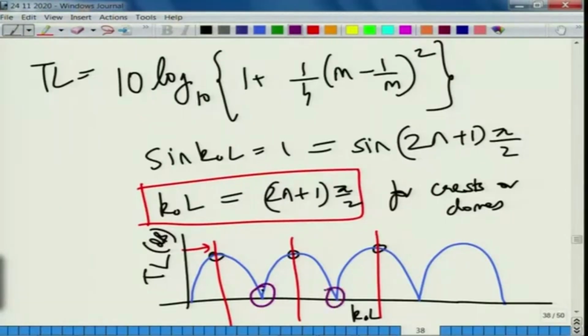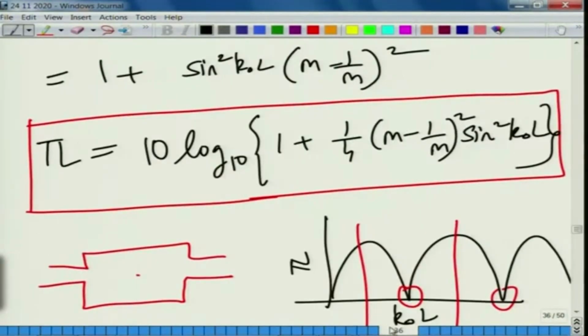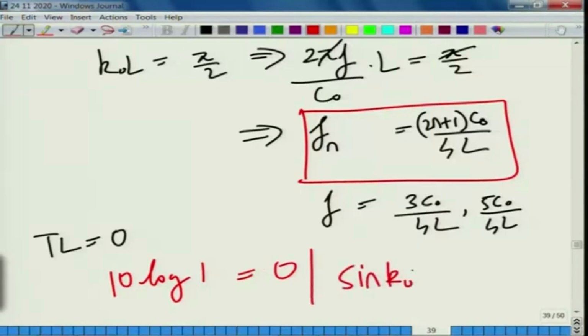So, wherever this trough is occurring, that is characterized by a 0 transmission loss. So, at such a frequency TL is 0. So, when does that happen? Clearly, if you look at the transmission loss expression in the last lecture, when sin k naught L is equal to 0, this entire term goes away. Then you are just left with log of 1, and obviously 10 times that will become 0. So, this will happen when sin k naught L is equal to sine of n pi.